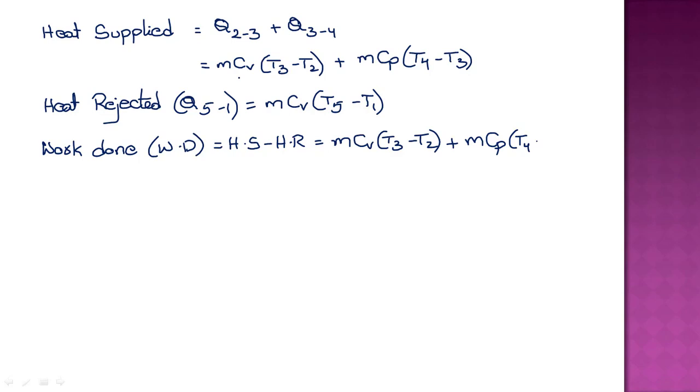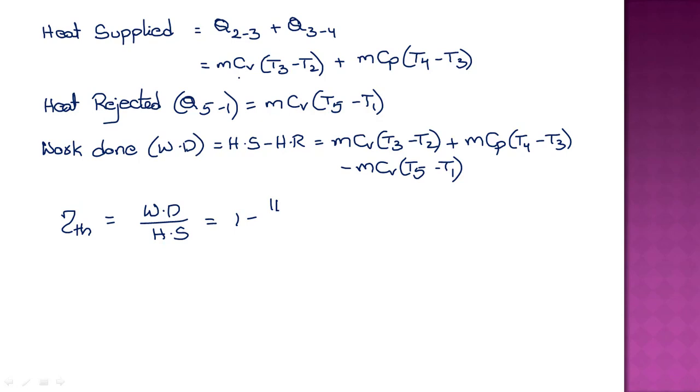Thermal efficiency is work done by heat supplied. We can also write this as 1 minus heat rejected by heat supplied, because work done is heat supplied minus heat rejected. So 1 minus mCV (T5 minus T1) divided by mCV (T3 minus T2) plus mCP (T4 minus T3).